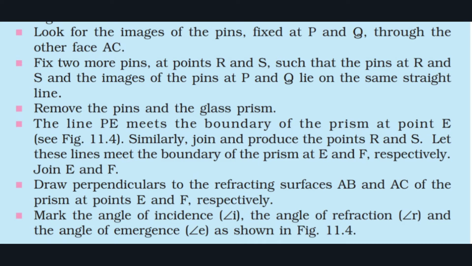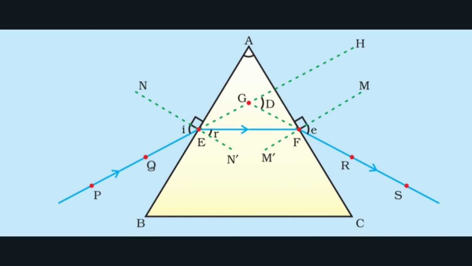Draw the perpendiculars to the refracting surfaces AB and AC of the prism at points E and F respectively. That is, the normals. See here, the RS line should be going on here. So here the perpendicular on AC is M and the perpendicular on AB is N. These are the normals of the two sides of the prism, AB side and AC side. Do you understand?